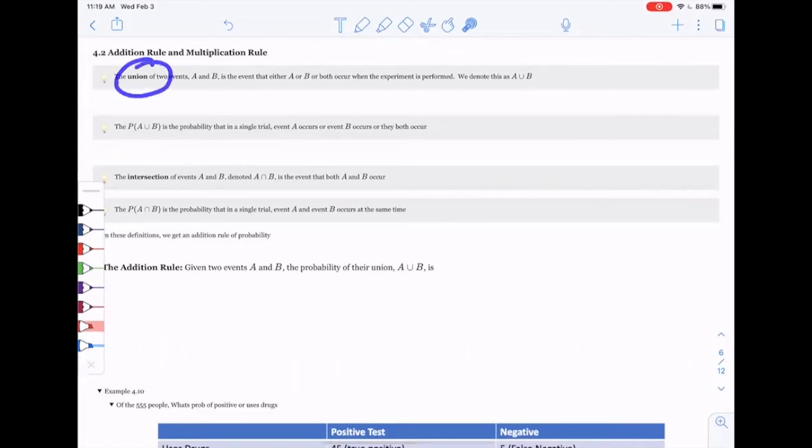First, the union of two events A and B is the event that either A occurs or B occurs or both occur. We denote the union of two events with this U looking symbol. So we'd say A union B. We can describe its probability. The probability of A union B is the probability that in a single trial, either A occurs, B occurs, or they both occur.